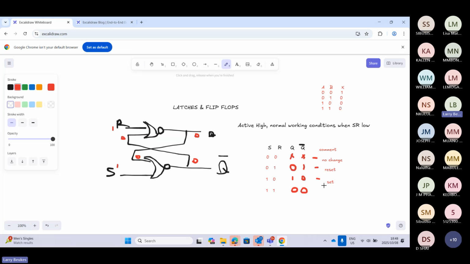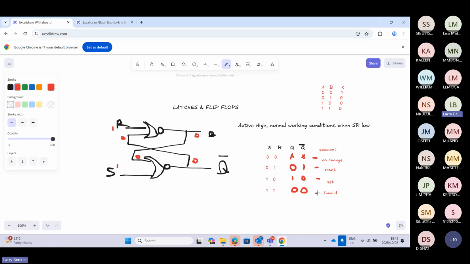Remember, this is a latch. It should be on and off. So this condition, we say it's invalid, right? You can't have both yes and no at the same time. So the light can't be green and red at the same time. So that's why we will call this invalid.